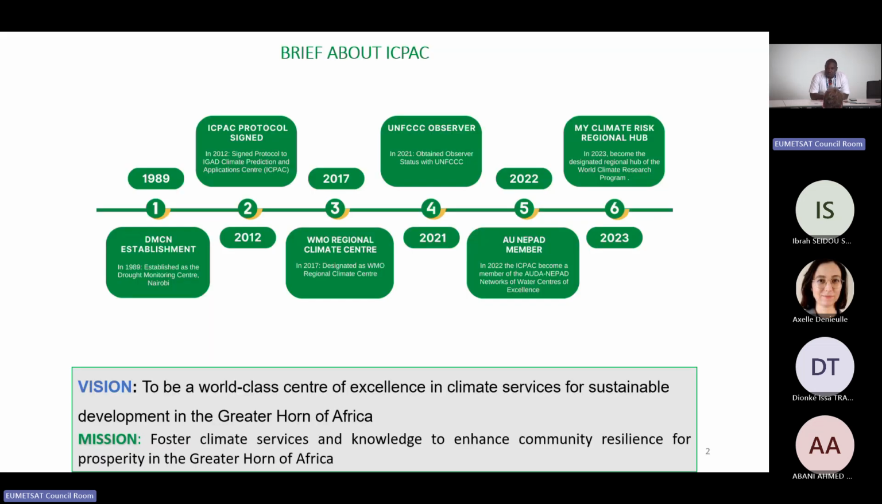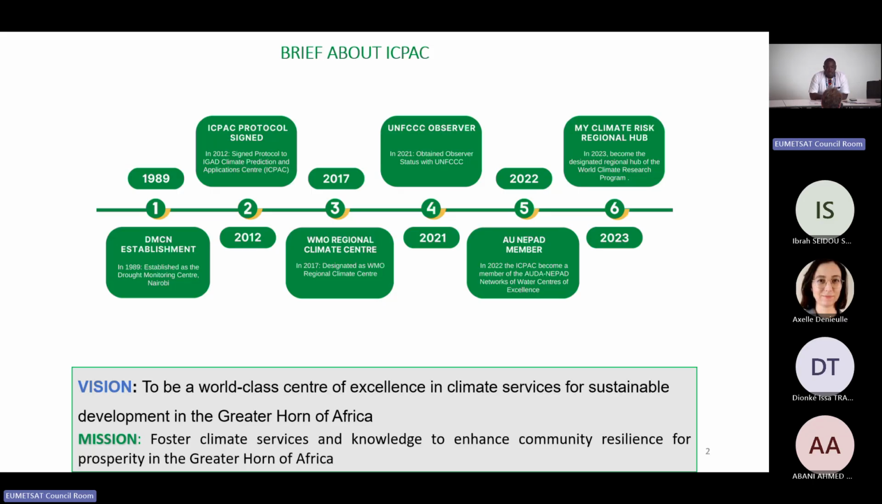Just to give a brief overview of ICPAC. ICPAC started as a drought monitoring center back in 1989, and in 2012 it was designated as the IGAD Climate Prediction and Application Center. This is a specialized institution of the Intergovernmental Authority on Development, that's IGAD, a regional economic commission covering the Eastern Africa region. In 2017, ICPAC was designated as a regional climate center under the World Meteorological Organization.